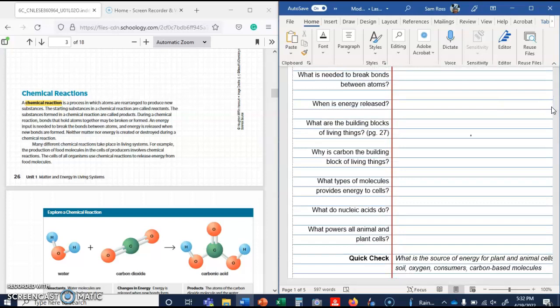What is needed to break bonds between atoms? An energy input is needed to break bonds between atoms. When is energy released? Energy is released when new bonds are formed.